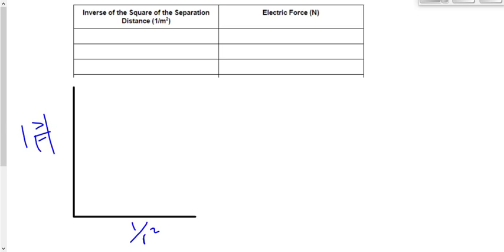So let's say your first separation distance was 10. 1 over r squared would be 1 over 10 squared. Okay? Square the value of 10, you get 100. Take the inverse of that, you get 0.01 would be 1 over r squared. Make sense? Guess what we're going to get when we plot that graph? It's going to be a straight line. That's going to happen every time.